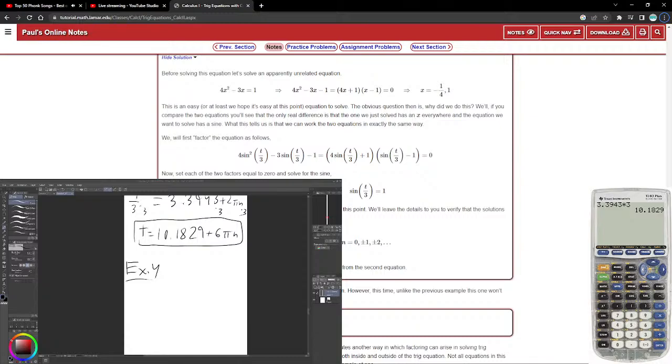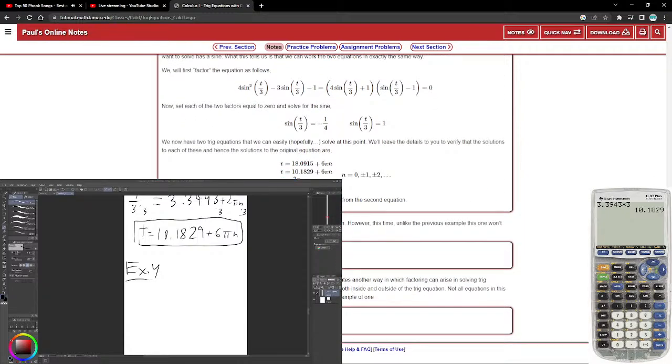So we now have two trig equations that you can easily solve at this point. We'll leave the details to you to verify the solutions to each of these, and hence the solutions to the original equation, are all this. I did that. The first two solutions are from the first equation, and the third solution is from the second equation. Let's work on more trig equations that involve solving a quadratic equation. However, this time, unlike the previous example, this one won't factor, and so you'll need to use the quadratic formula.